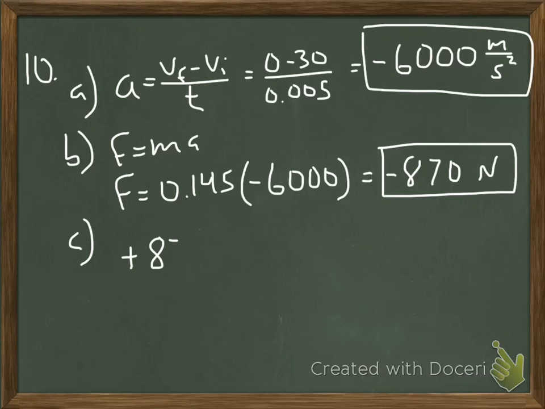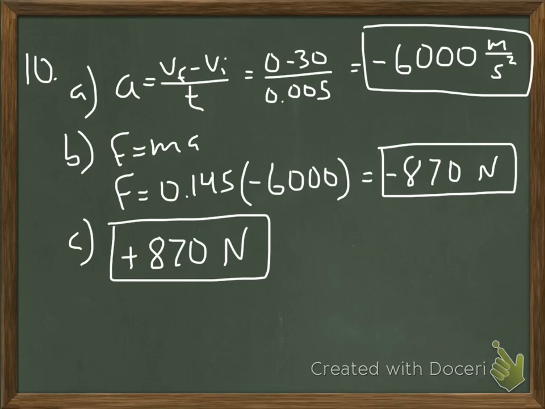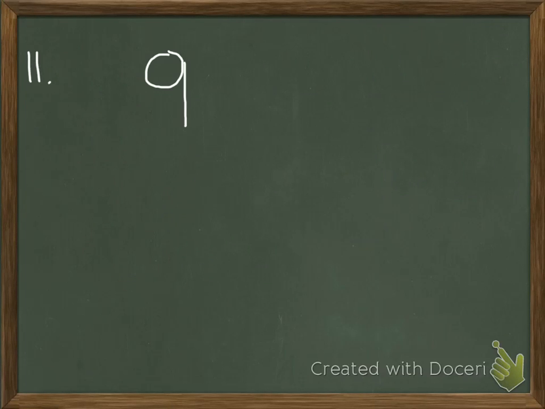Part C, the magnitude and direction of the force acting on the player who caught it. Well, if the ball experiences a force of 870 newtons in the negative direction, then the player experiences 870 newtons in the positive direction, because Newton's third law states that opposing forces are equal and opposite. That brings us to number 11.